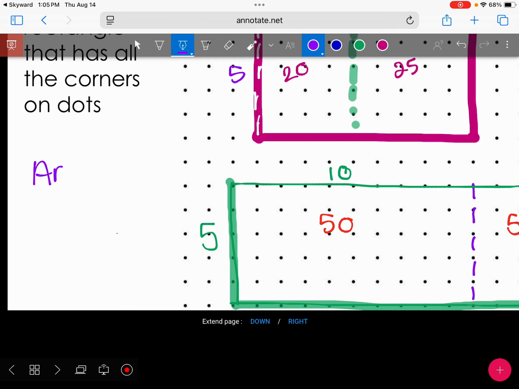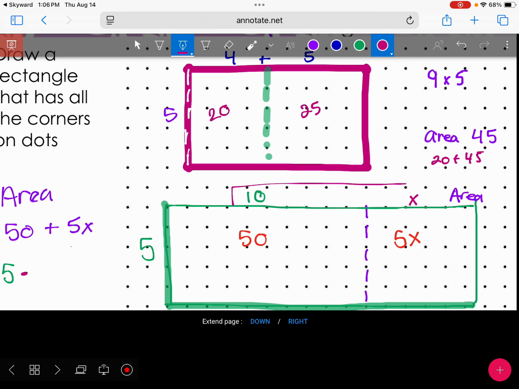So our area we can do as our 50 plus the 5x, right? Yeah. There's another way we can write this area. Just like how we had up here, 9 times 5, because that was the length of this side times this side. I can do the length of this side times this whole side. I can take my 5 times this piece.